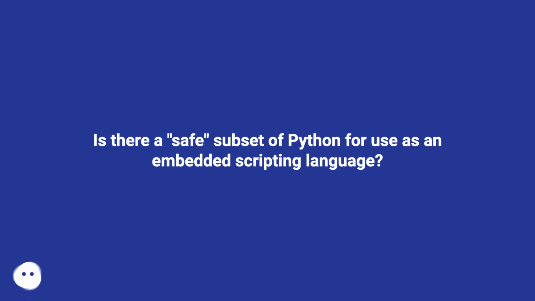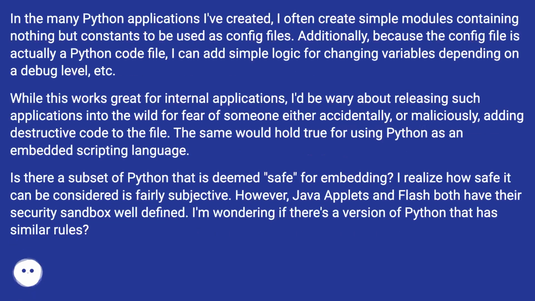Is there a safe subset of Python for use as an embedded scripting language? In the many Python applications I've created, I often create simple modules containing nothing but constants to be used as config files. Additionally, because the config file is actually a Python code file, I can add simple logic for changing variables depending on a debug level, etc.